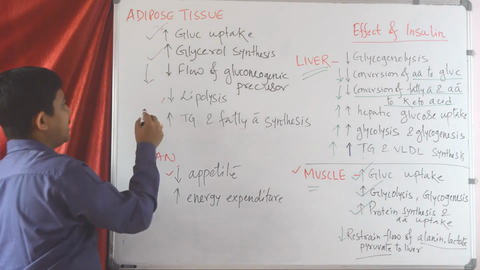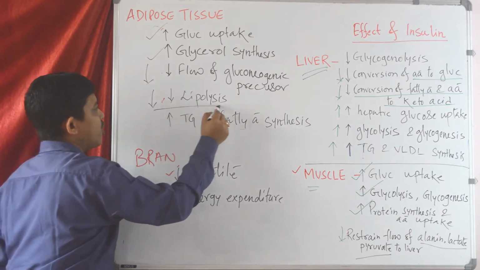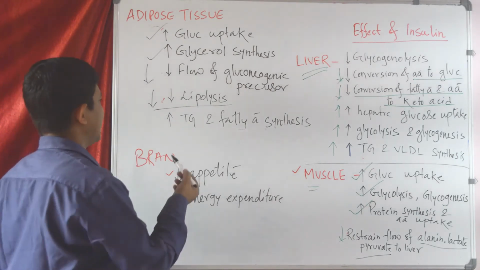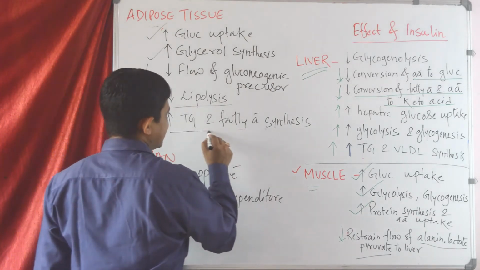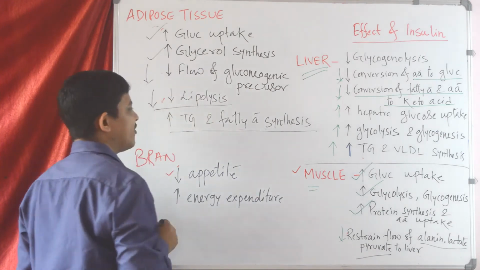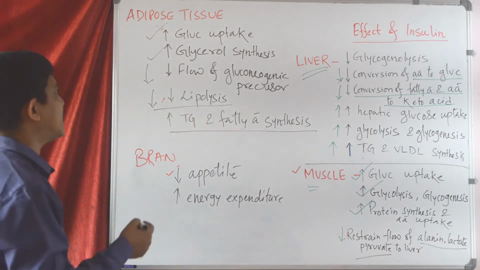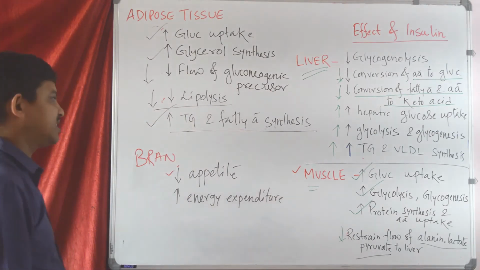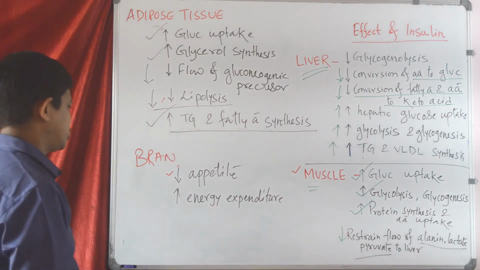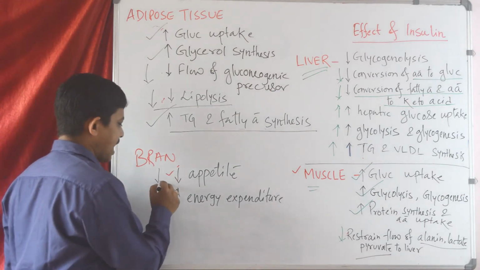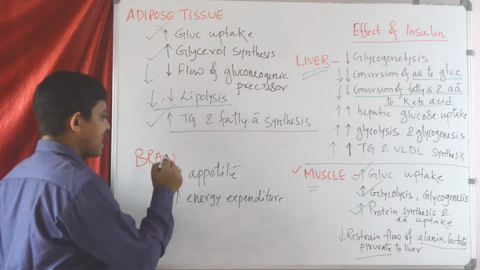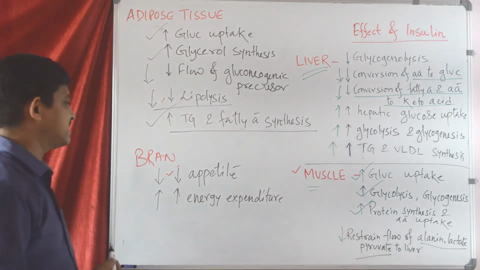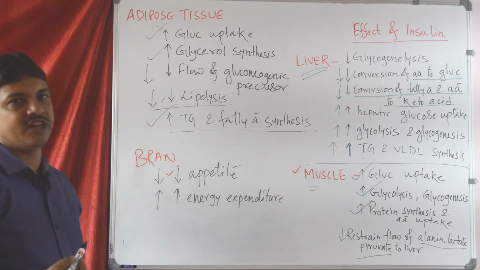Next, in adipose tissue, there is a decrease in lipolysis, the breakdown of lipid is inhibited or reduced. Triglyceride and fatty acid synthesis is promoted in adipose tissue. So triglyceride and fatty acid synthesis is increased in adipose tissue. In the brain, it reduces the appetite and increases the energy expenditure.